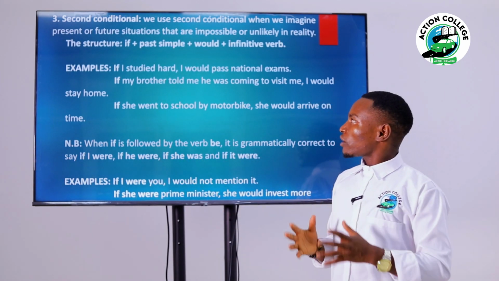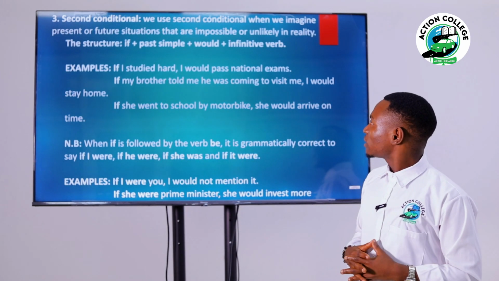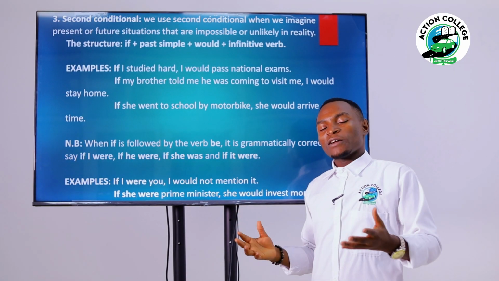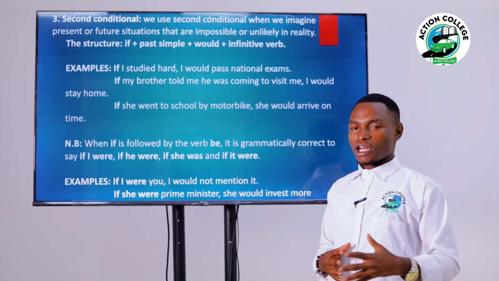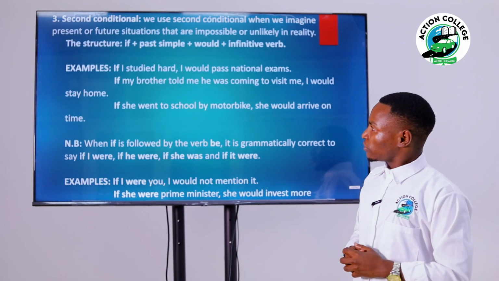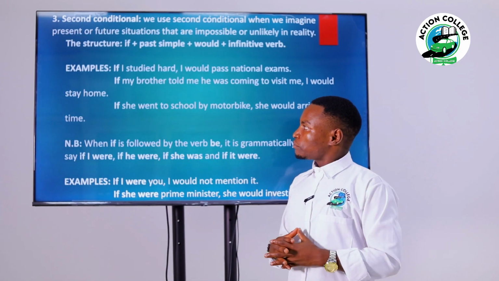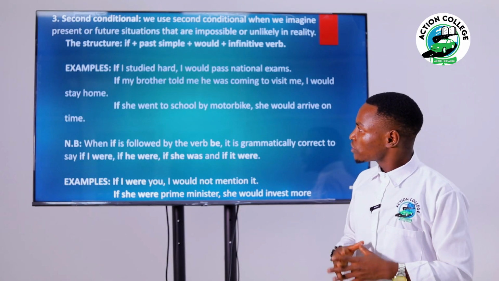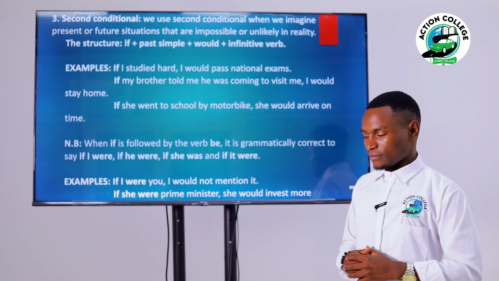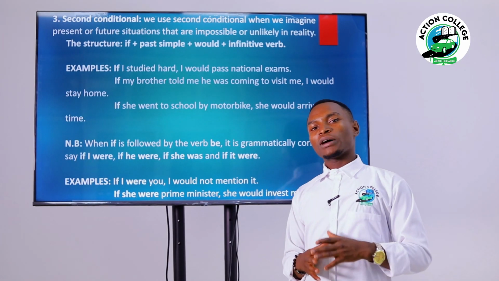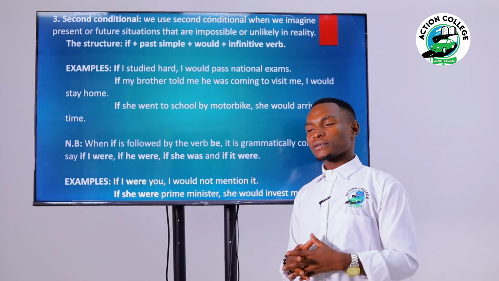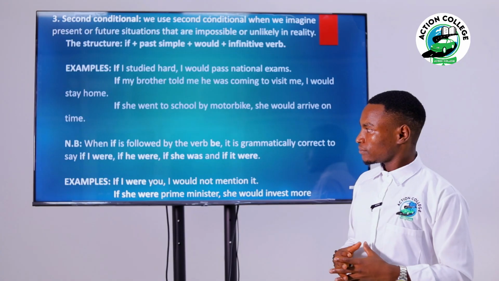If my brother told me he was coming to visit me, I would stay home. Actually, my brother did not tell me he was coming to visit me. That's why I couldn't stay home. The next example is, if she went to school by motorbike, she would arrive on time. It means she was late.